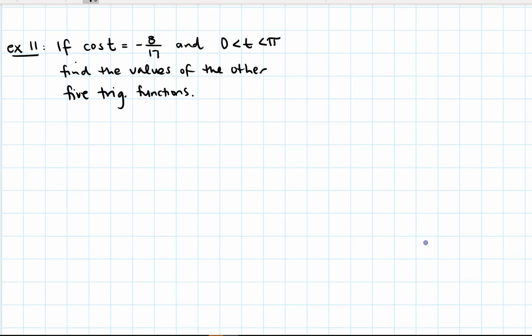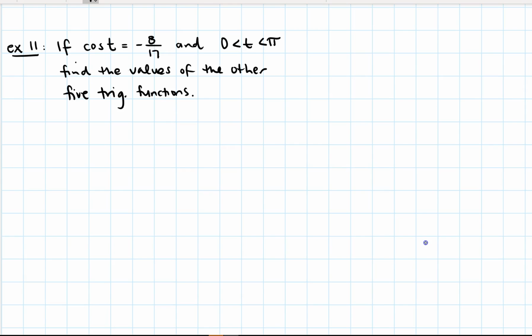Welcome back. You'll notice that this is a repeat of one of the previous examples, but I wanted to show you an alternative way to approach this because sometimes we need to see the picture in terms of a right triangle, and this should help us out when we get into inverse trig functions as well. So see what you like.